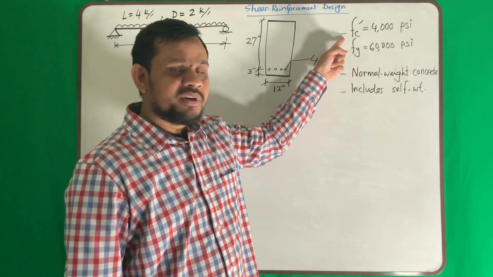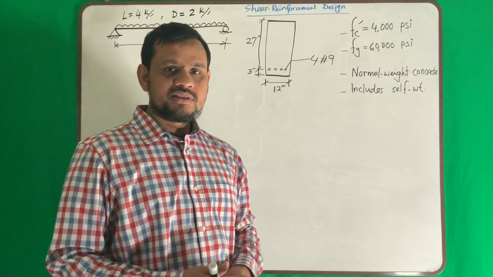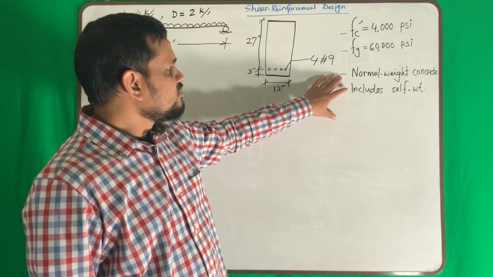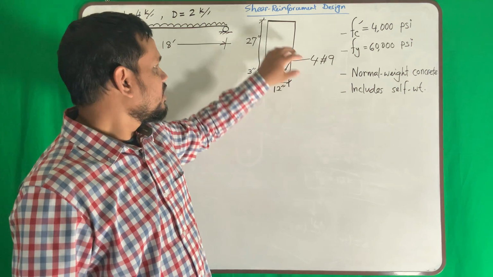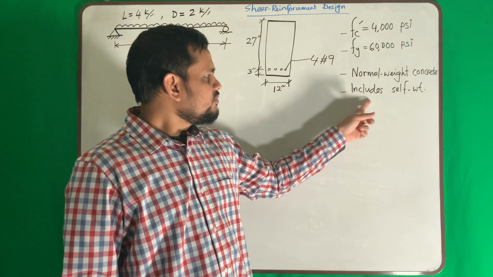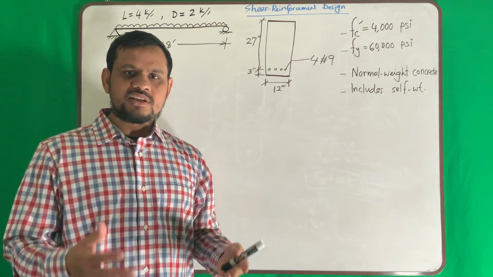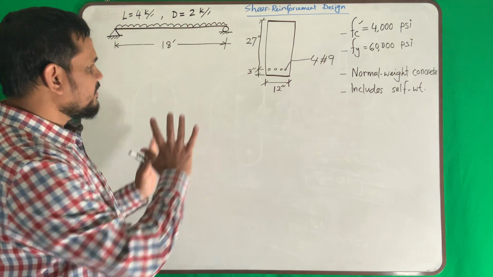And my material properties: 4000 psi concrete, 60,000 psi steel, and it is normal weight concrete. That means the concrete we used here is normal weight, and it includes self weight. That means whatever the dead load is given, it includes the self weight. So this is the problem.